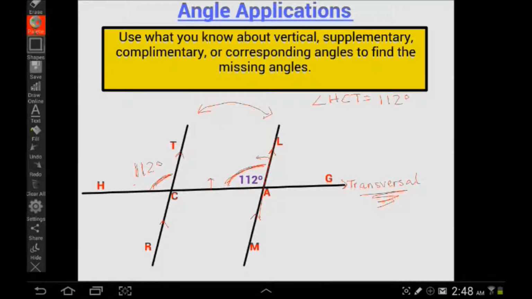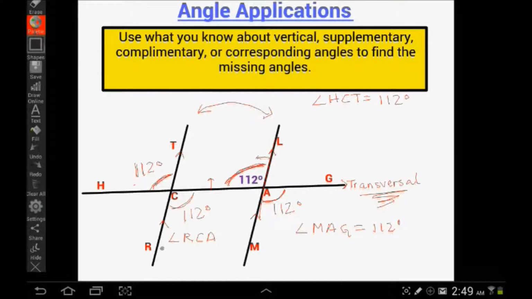We know that vertical angles are also going to be equal to 112, and so these two angles right here are vertical. That makes this 112. This angle right here is also 112. So we can say right here, angle MAG equals 112 based on what we know about vertical angles. Same thing right here. This is angle RCA right there.